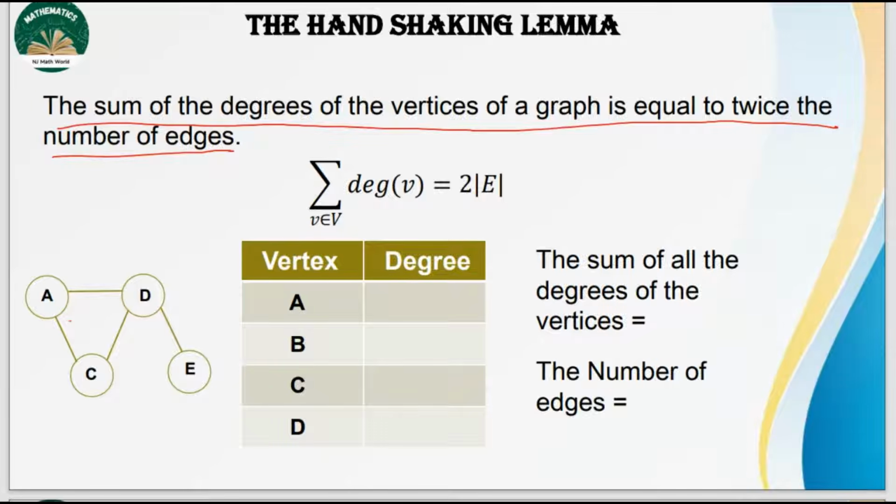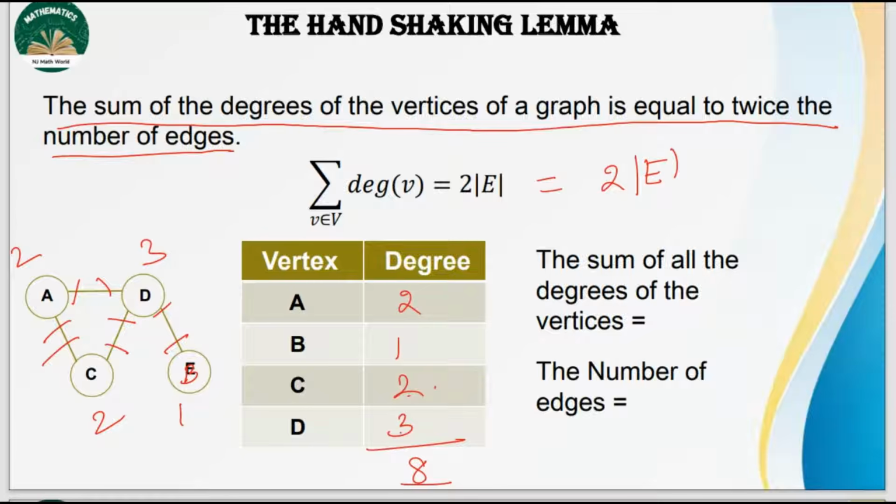Let us check. What is the degree of A? It is 2. What is the degree of B? It is 1. What is the degree of C? It is 2. What is the degree of D? It is 3. So totally, adding them up: 2, 3, 4, 5, 6, 7, 8. So 8. Now the other side is 2 into the number of edges.